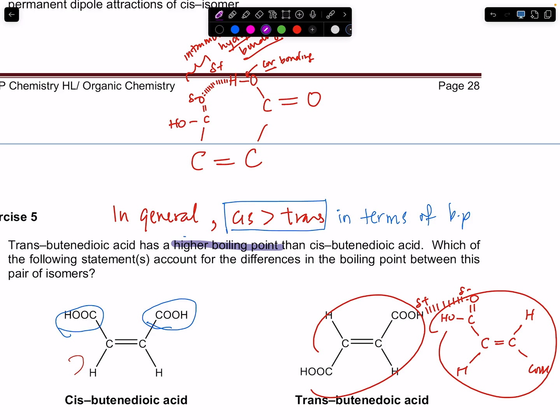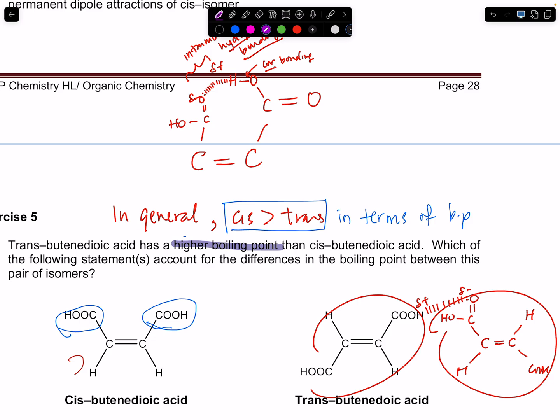If it's an exam paper and if it follows the trend, they will never write down this statement. Correct or not? Because you are expected to know as an IB student that cis beats trans. Clear? In terms of boiling point. But this time round they wrote here trans-butenedioic acid has a higher boiling point than cis-butenedioic acid, which basically tells us that this is an anomaly. So they're asking you, which of the following statements account for the difference in the boiling point between this pair of isomers? Now, this one also uses what we learned in chemical bonding.